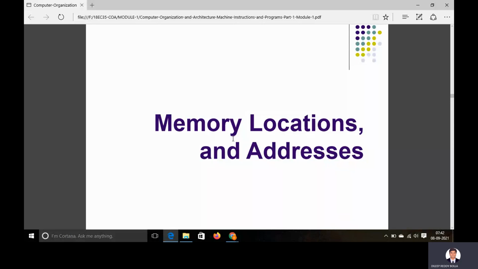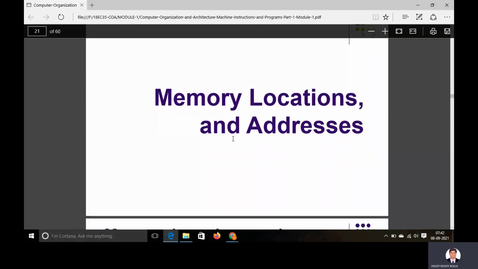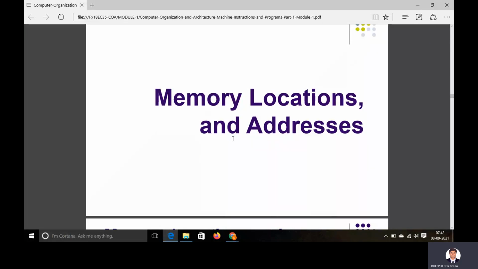Let us see some examples. You all know that 1K of memory is 2 power 10, which gives you 1024 memory locations. Similarly, 2K is 2 power 11, 4K is 2 power 12, 8K 2 power 13, 16K 2 power 14, 32K 2 power 15, 64K 2 power 16 lines. So the number of lines in the address is going to decide the memory capacity.